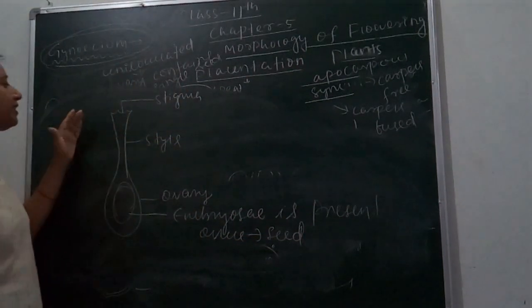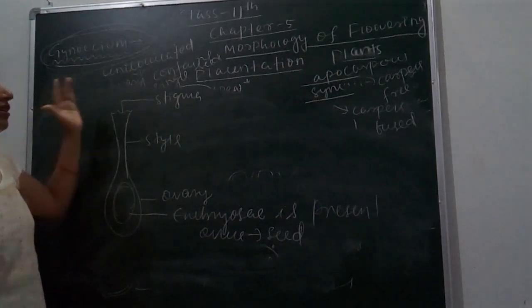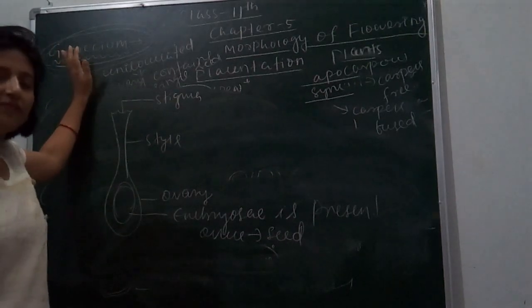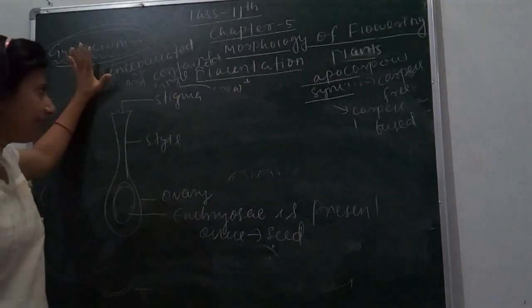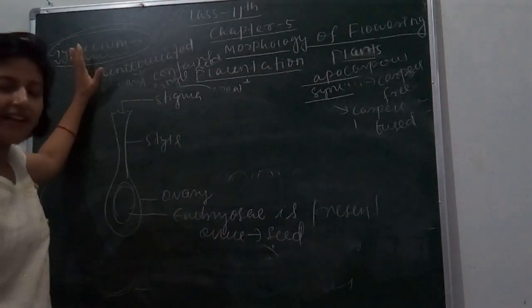Today we will study placentation, meaning the arrangement of seeds inside the ovary, and 5 different types of placentation: marginal, axial, central, then free central, parietal and basal.